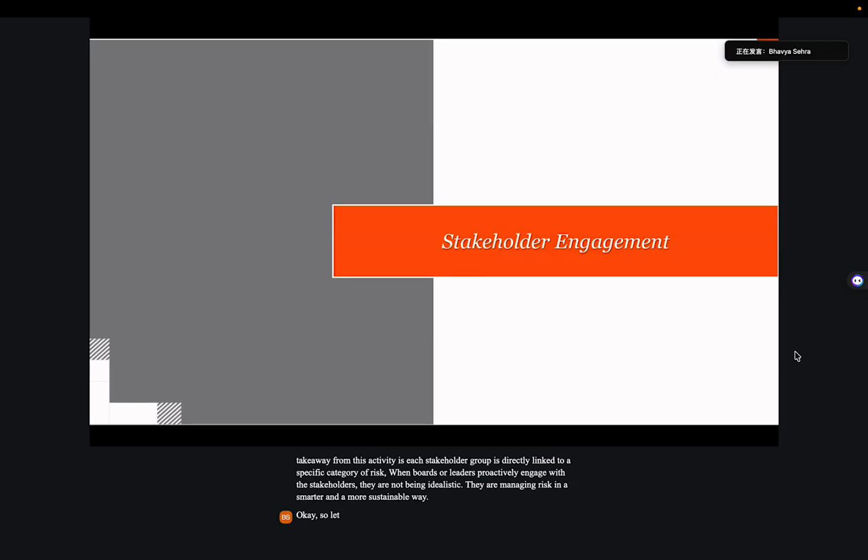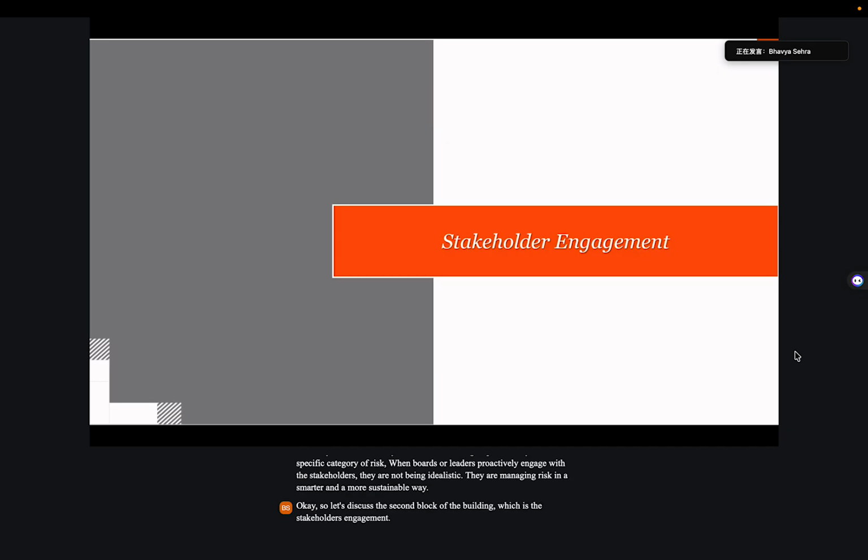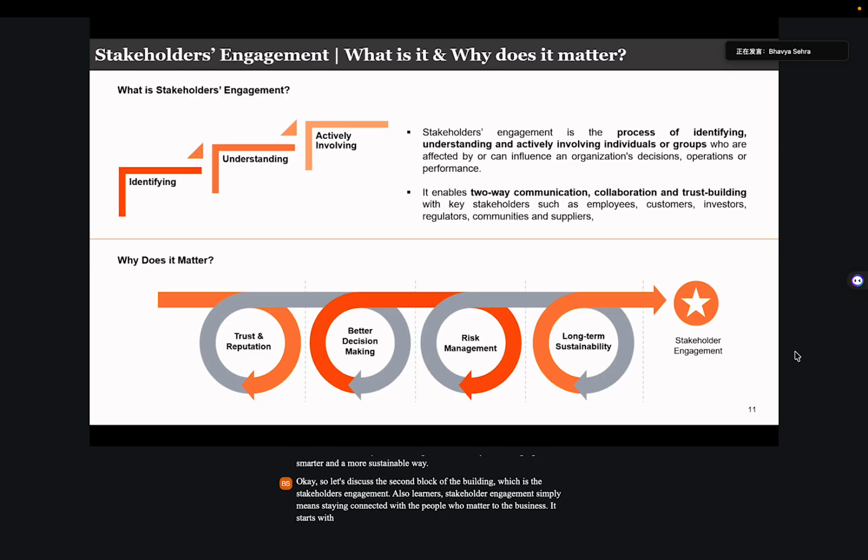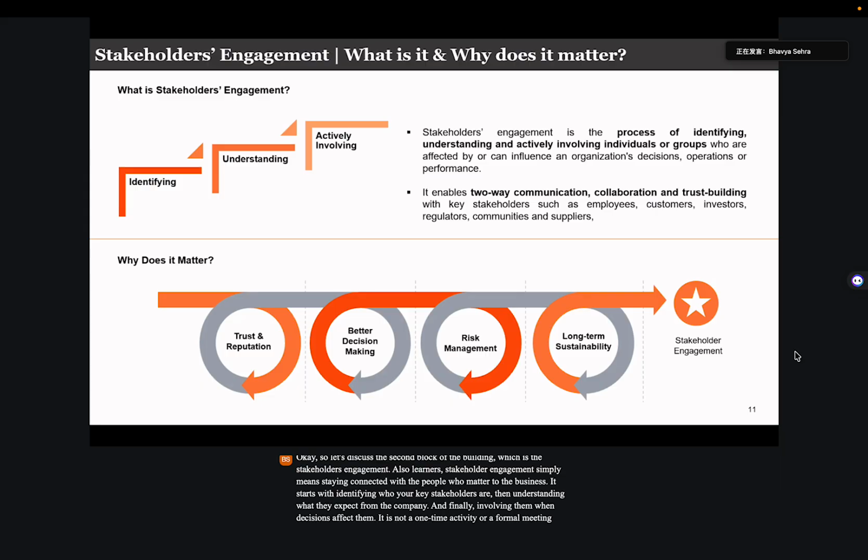Okay, so let's discuss the second block of the building, which is stakeholder engagement. So, learners, stakeholder engagement simply means staying connected with the people who matter to the business. It starts with identifying who your key stakeholders are, then understanding what they expect from the company, and finally involving them when decisions affect them. It is not a one time activity or a formal meeting done once annually. It is an ongoing process of listening, communicating, and responding.